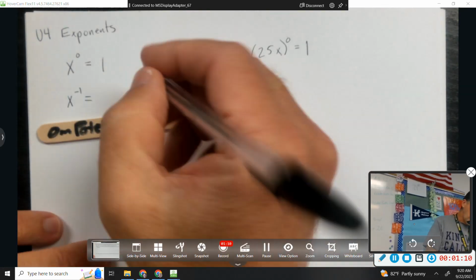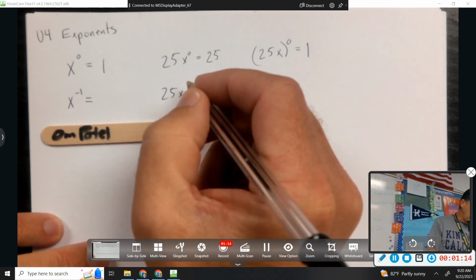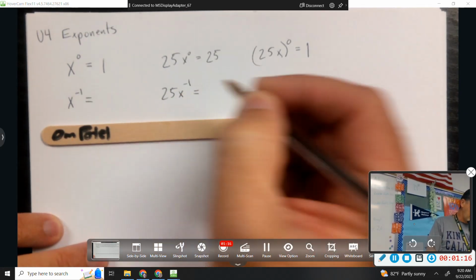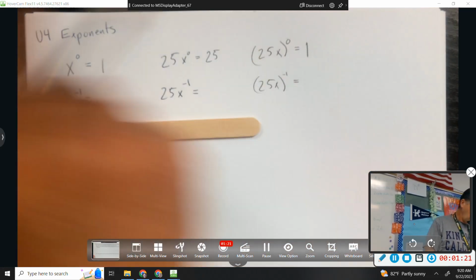Let's just write them all out, and then I'll put 3 popsicle sticks up. X to the negative 1, 25x to the negative 1, and 25x all to the negative 1.